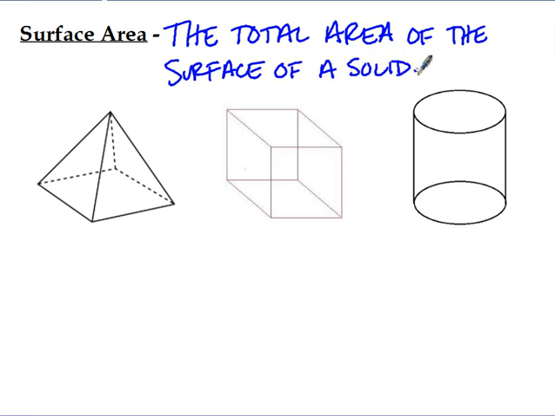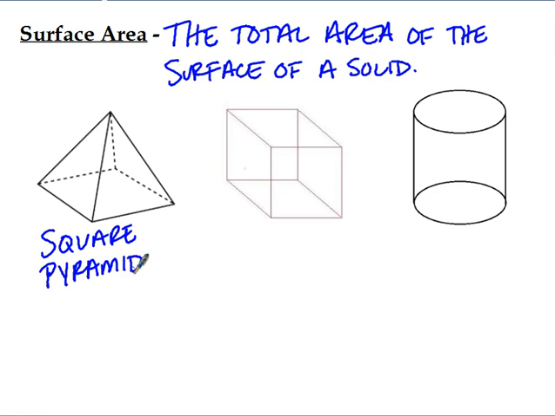And unfortunately, this becomes a little more complicated than volume was. Volume was, here's the formula, plug it in, there's your volume. But surface area is very different. So I have three solids here for us to look at. The first is a square pyramid, which hopefully you can name by now. And I just want us to think about what the surface would be of this square pyramid.